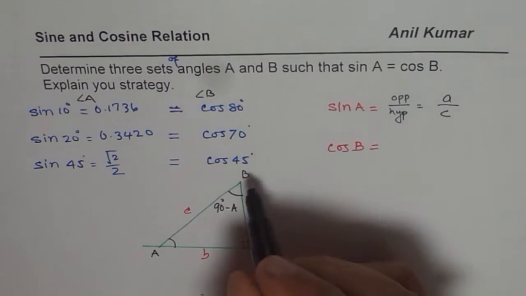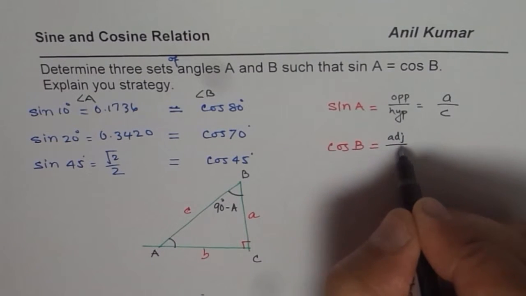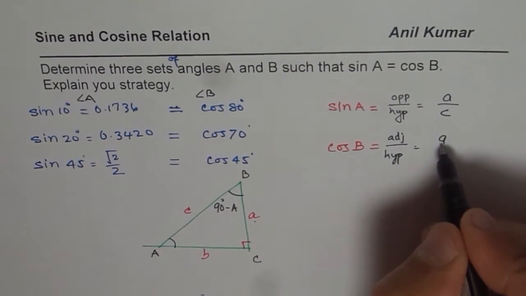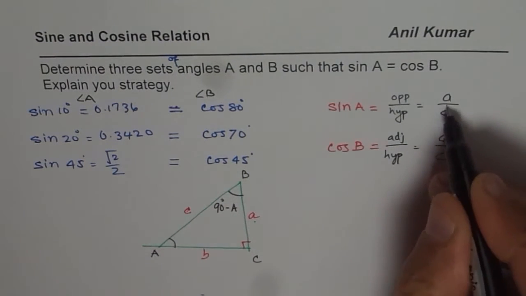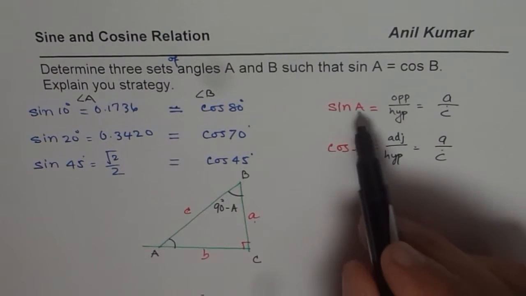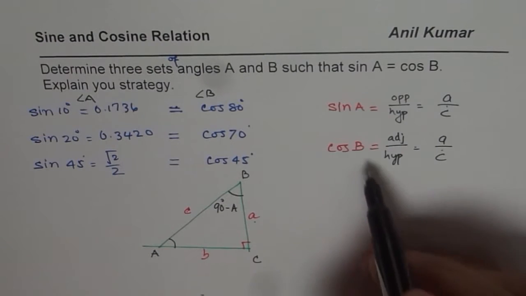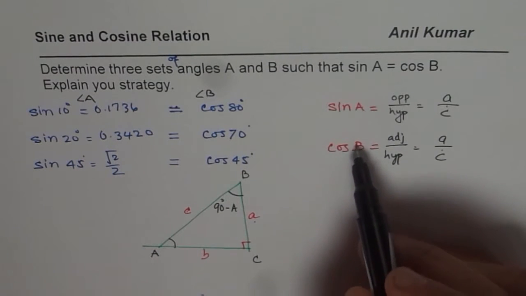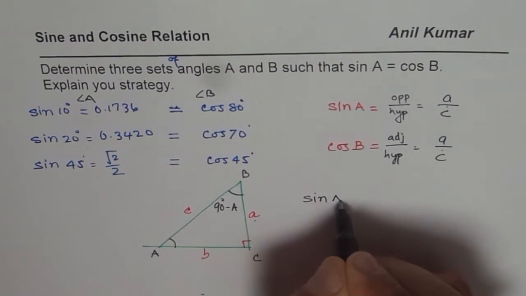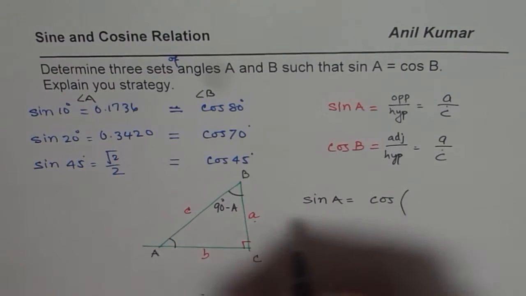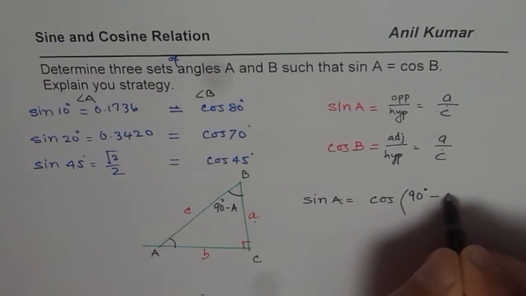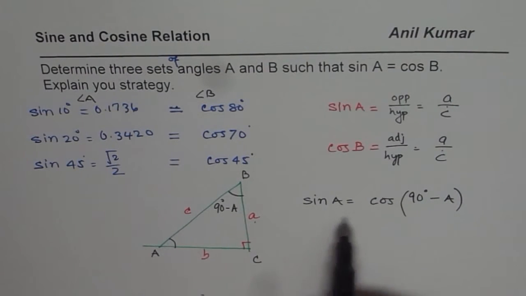For cosine of B, which is adjacent over hypotenuse, the adjacent side is a, and the hypotenuse is c. Do you get the same answer? Yes, you do. So you'll always get the same answer provided A plus B is 90 degrees. So if A plus B is 90 degrees, then sine A equals cos B. You could also say that sine A is equal to cos of 90 minus A. So you can have so many combinations.